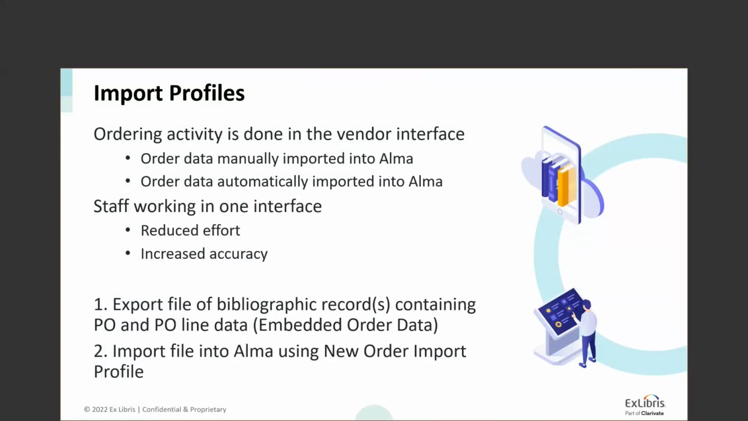The benefit is staff is only working in one interface. You're reducing effort, increasing accuracy. And so the steps are: export the bib records containing purchase order and purchase order line data, that's that embedded order data, and then import it into Alma using a new order import profile.